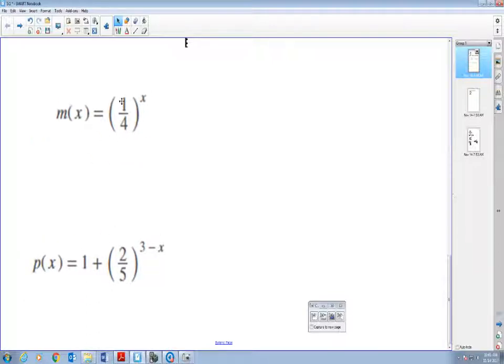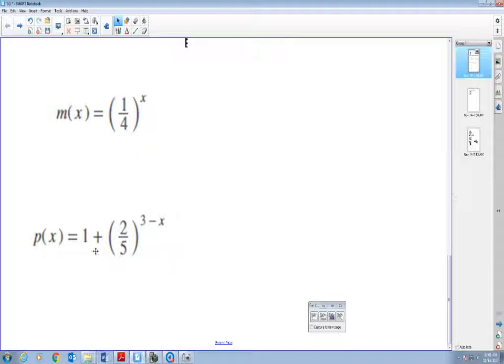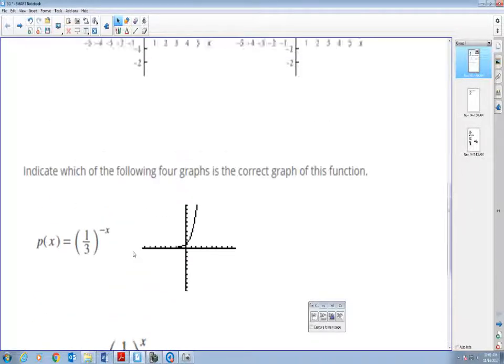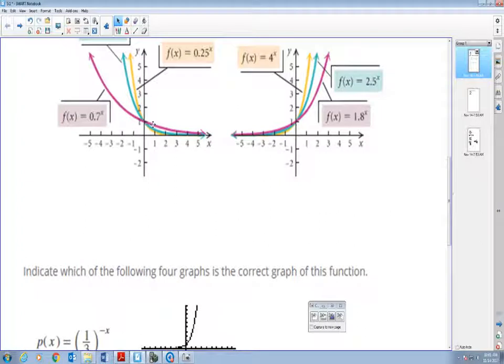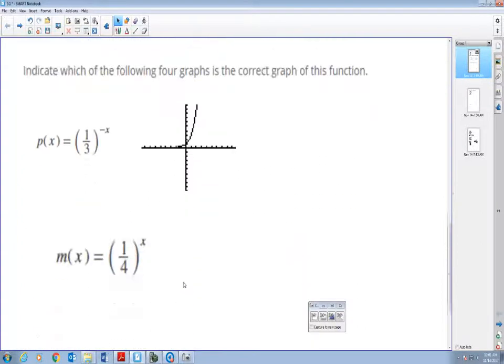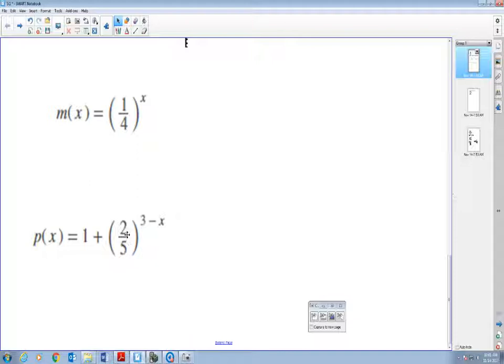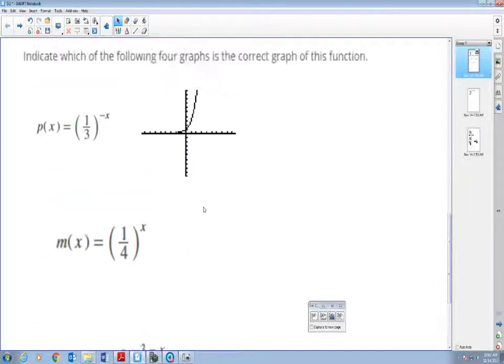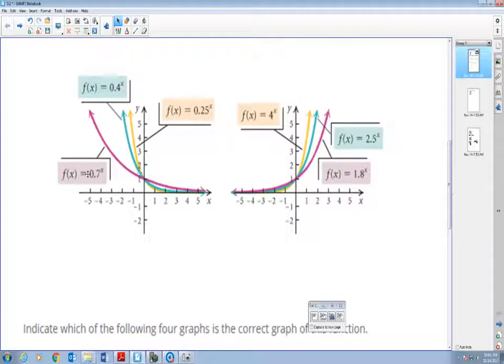Alright, so this one is already drawn above. Now this one, if you think about it in terms of a transformation, the +1 will shift my graph upward 1 unit. 2/5 is 0.4. Okay, so my base is between 0 and 1, but my exponent for the variable is negative x. So by the transformation, you will actually go the opposite way of what it's normally supposed to be.